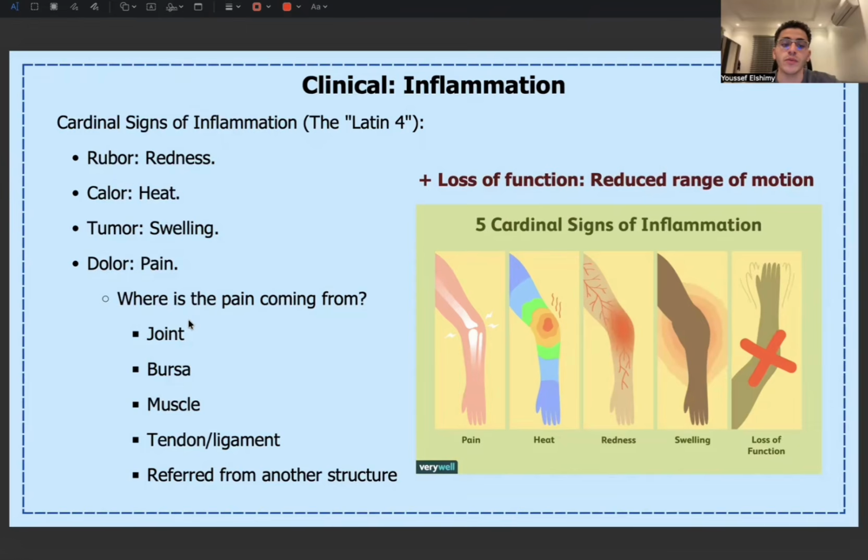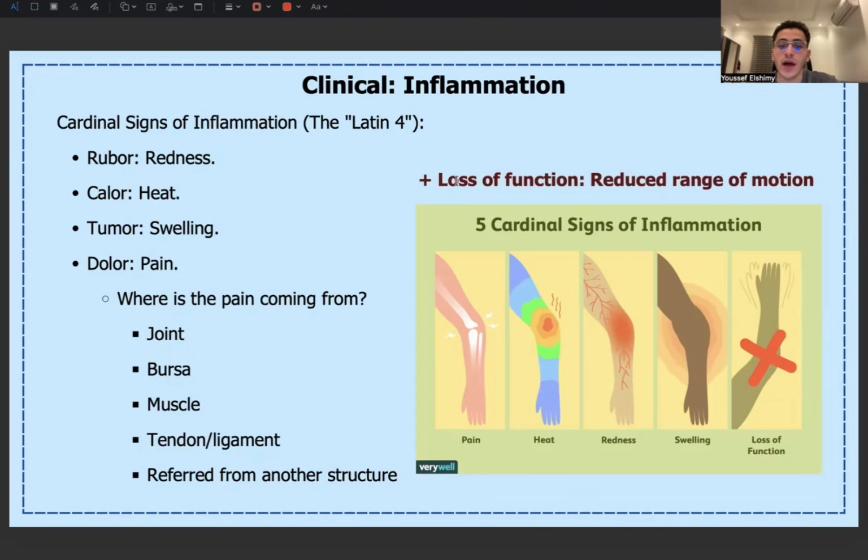Is the pain coming from the joint itself? Is it bursitis, or inflammation of the bursa? Is it the muscle itself that is causing the pain? Is it the tendon or the ligament? Or is it referred pain from another structure? Based on history, physical examination, and investigations, you can know where the pain is coming from.